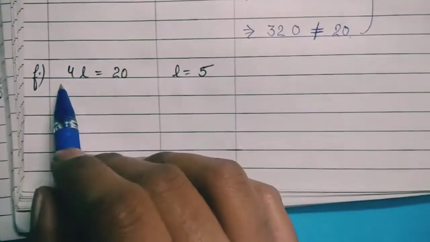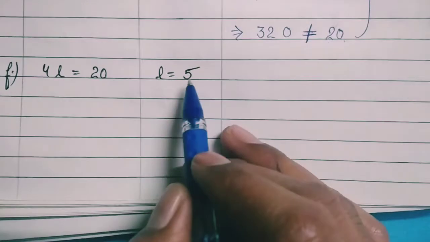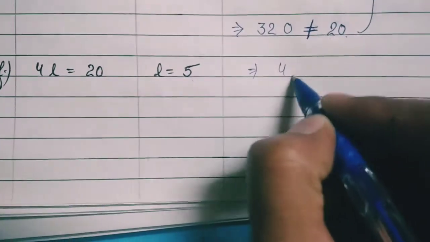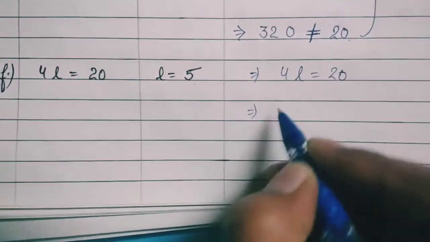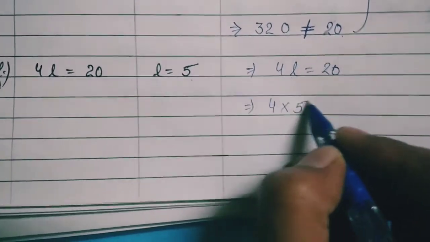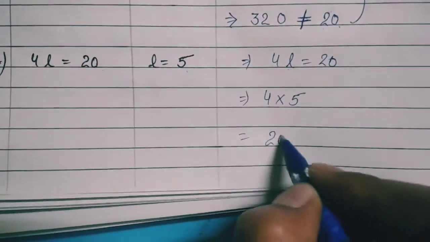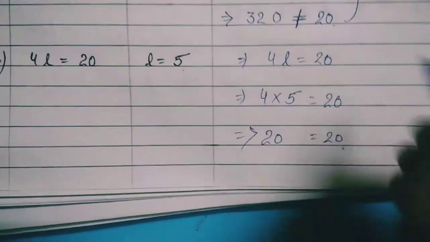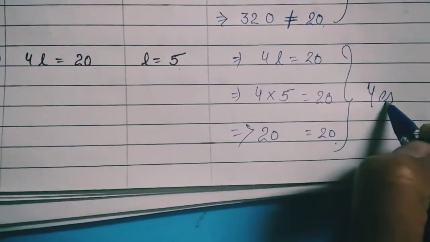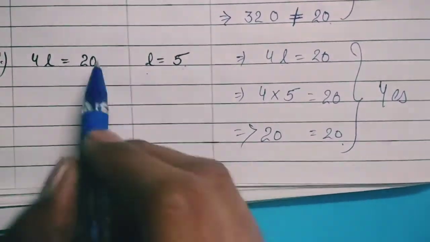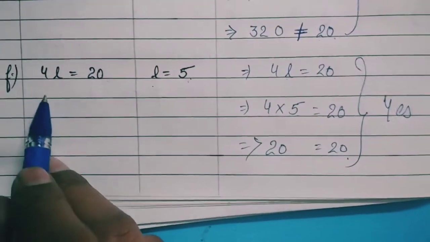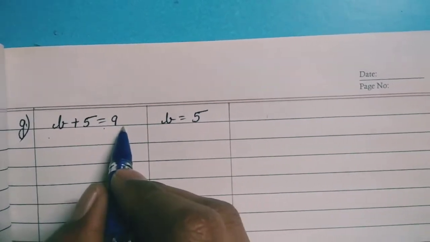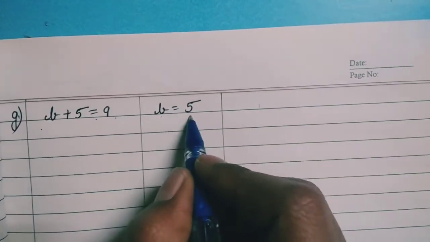Now F1 is 4L is equal to 20 and the value of L is 5. It means in the place of L what will we write? 5. So 4L is equal to 20 is the equation and the value of L is 5. 4 5s are 20, which is exactly equal to the right hand side of 20. It means this is satisfying. For L is equal to 5, our equation is satisfying. Now G is B plus 5 is equal to 9 and the value of B is 5.